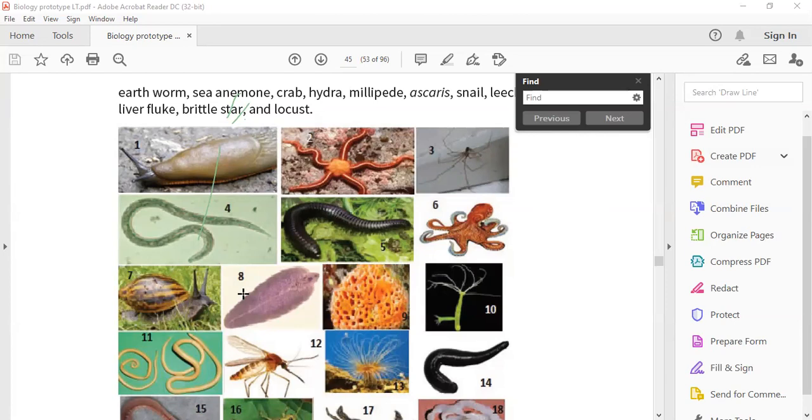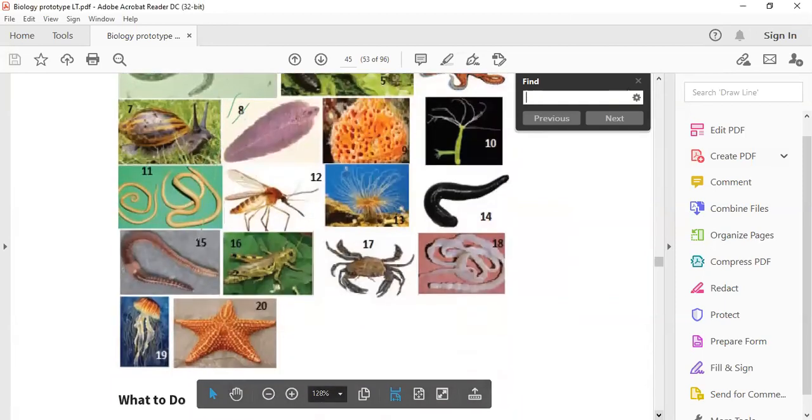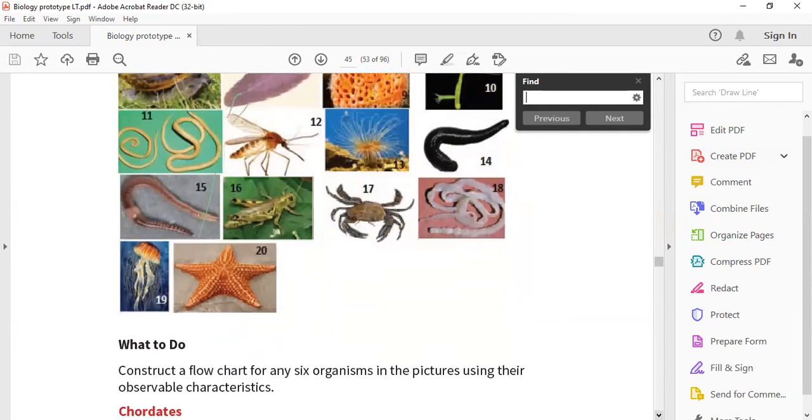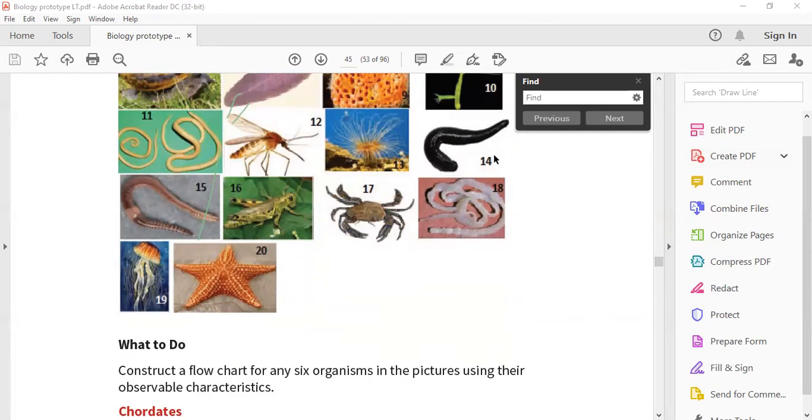Then number 15. We can't see the 15. It needs to be raised. Okay. Number 15. It's an earthworm. Okay, very good. It is an earthworm.